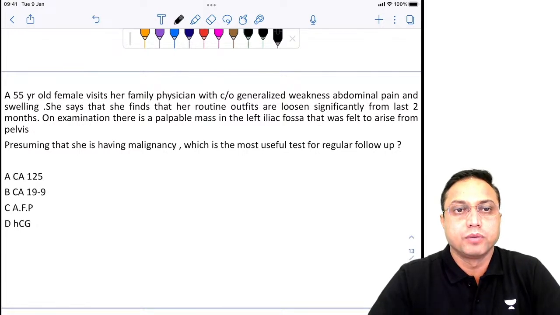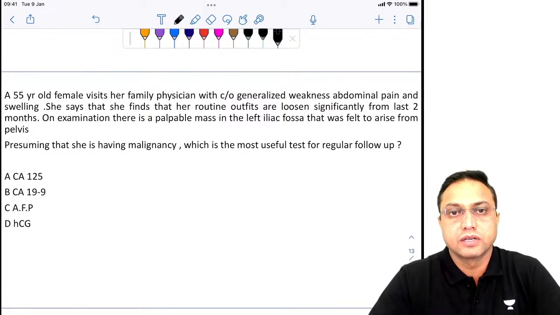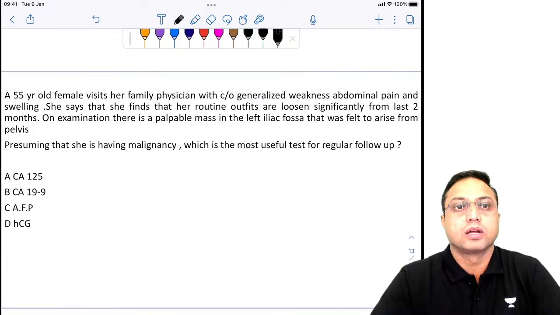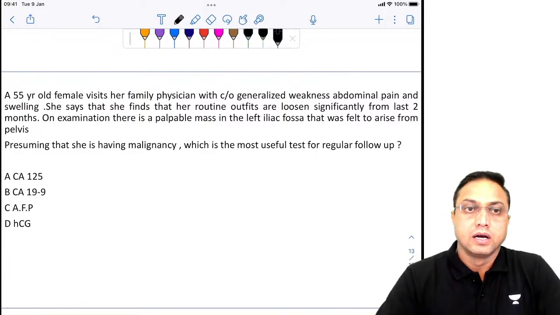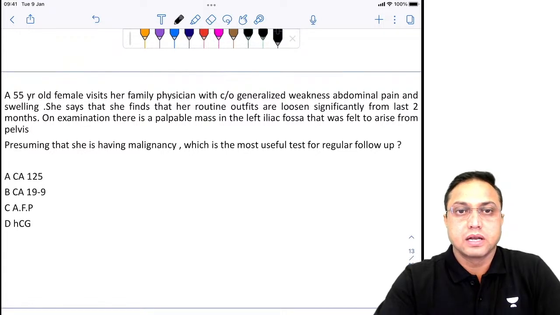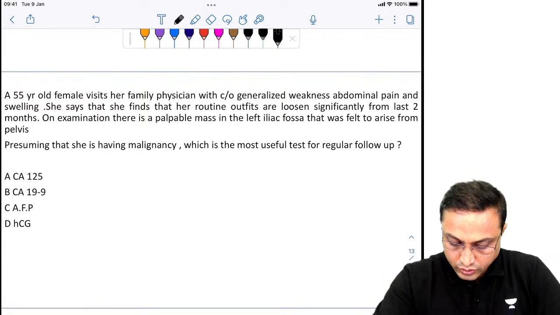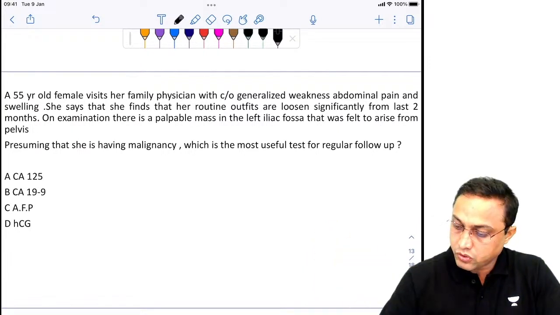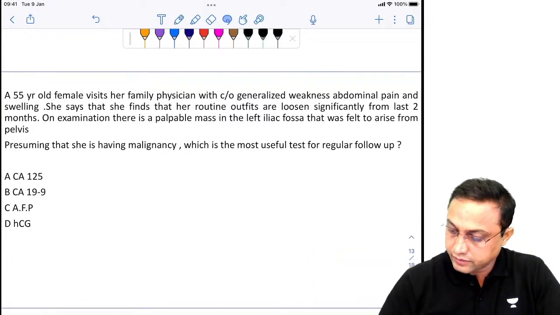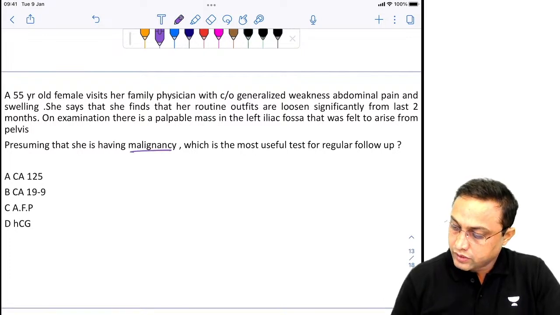A 55-year-old female visits her family physician with complaints of generalized weakness, abdominal pain, and swelling. She says that she finds that her routine outfits have loosened significantly over the last 2 months. So there is a significant history of weight loss. On examination, there is a palpable mass in the left iliac fossa that was felt to arise from the pelvis. Okay. So guys, there are two, three things hidden in this question. Presuming that she is having malignancy, another important line.